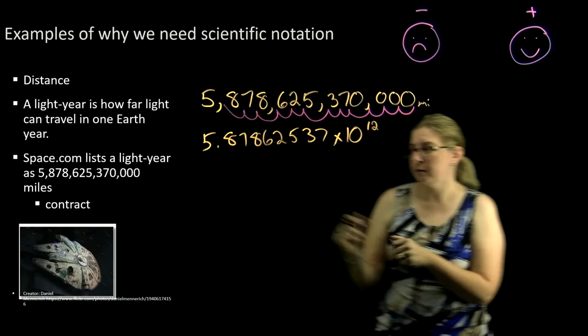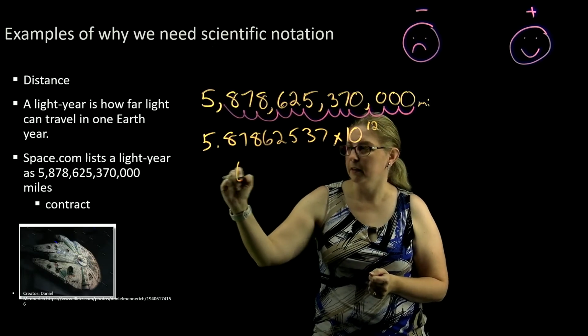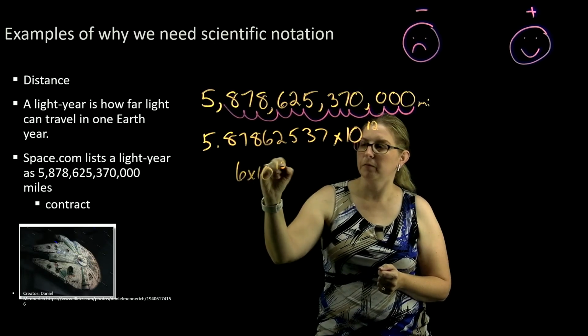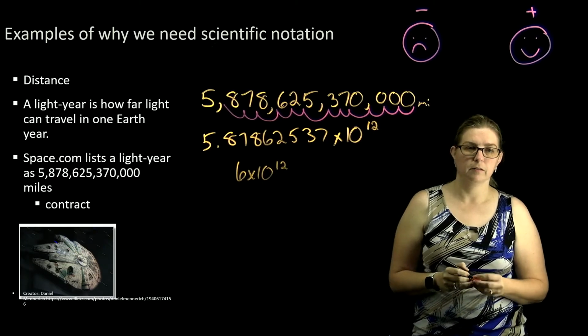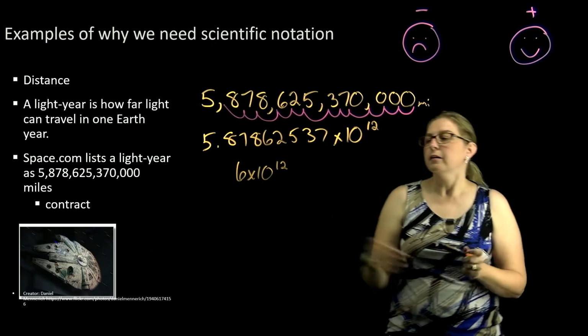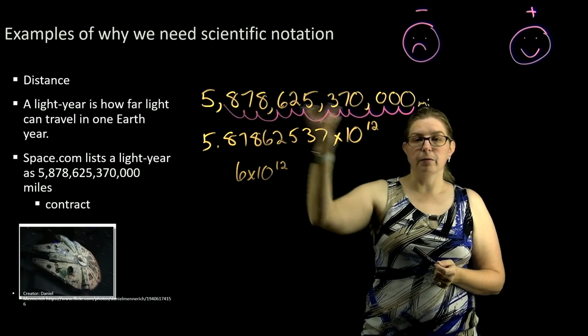Right. So now if we were to round off, you could just say, oh, okay, 6 times 10 to the 12. I just rounded. Not a big deal. But you can see why this would be a lot simpler.